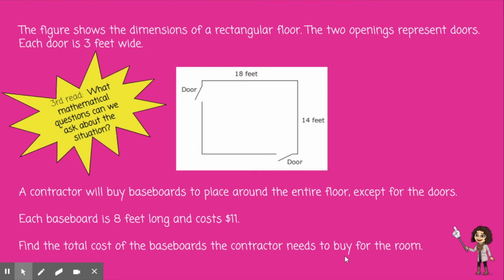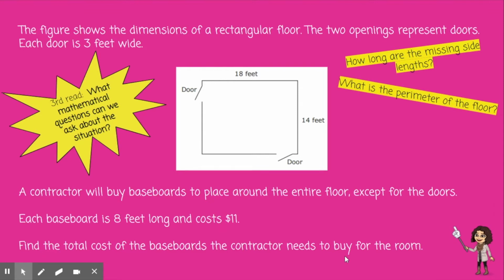So what mathematical questions can we ask about the situation? Well, one question I have is how long are the missing side lengths? So for the rectangular floor, it gives us 2 of the dimensions, the side lengths, but not the other 2. So I'm wondering, what are those missing side lengths? Another question I have is, what is the perimeter of the floor? Because as we were reading, it talked about the contractor buying baseboards to place around the entire floor. Around tells me that we're going to find the distance around the floor, and when we find that, we are finding the perimeter. So I'm wondering, what is the perimeter of the floor?